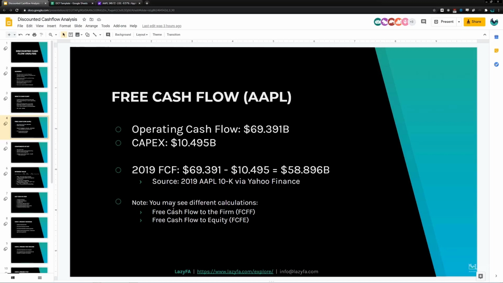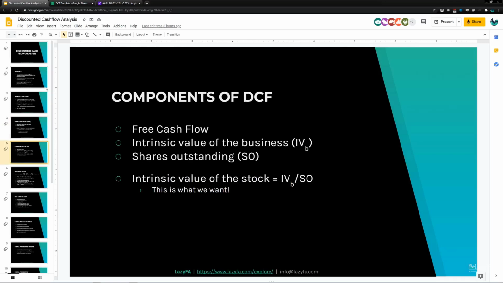And the other thing I want to point out here is that you might see different types of calculations for this, because there's two different kinds of free cash flow. There's free cash flow to the firm, which would include cash that's available to bond holders and debt holders. And then there's free cash flow to equity, which is what we're going to be using. And that is supposed to be the cash that's available to equity holders. And that's you, for those who don't know what that means. Stockholders.